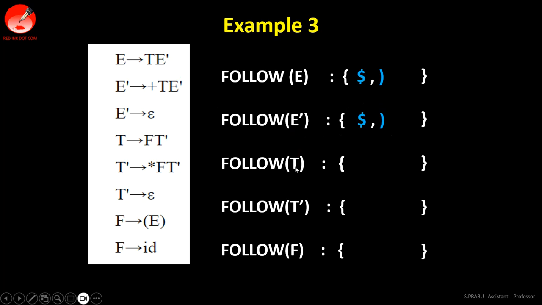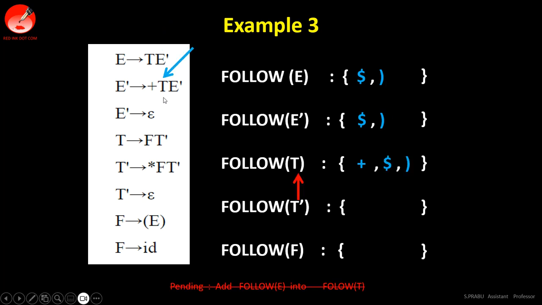Then capital T. Capital T is present here. The next element is E dash. E dash is a non-terminal. First of E dash is plus and epsilon. So I write plus as one of the follow elements. If it is epsilon, it means there is no element after the T. That means you can add the follow of capital E into follow of T. Follow of E is dollar symbol and close bracket, so I add dollar symbol and closed bracket instead of epsilon.